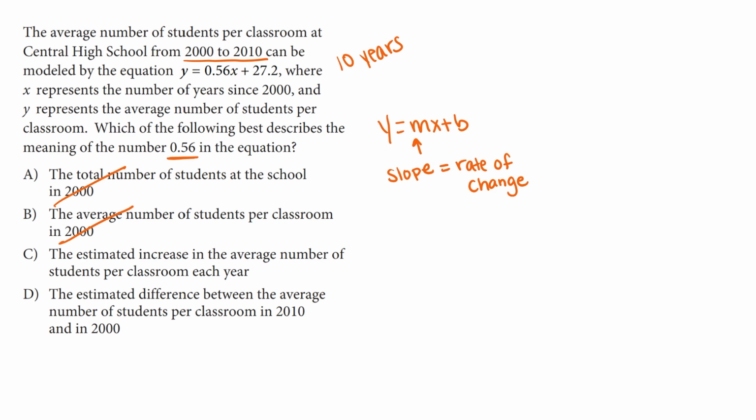Next is the estimated increase in the average number of students per classroom each year. This is definitely closer to our answer because we know that we're increasing by 0.56 each year because that's our rate of change across time.